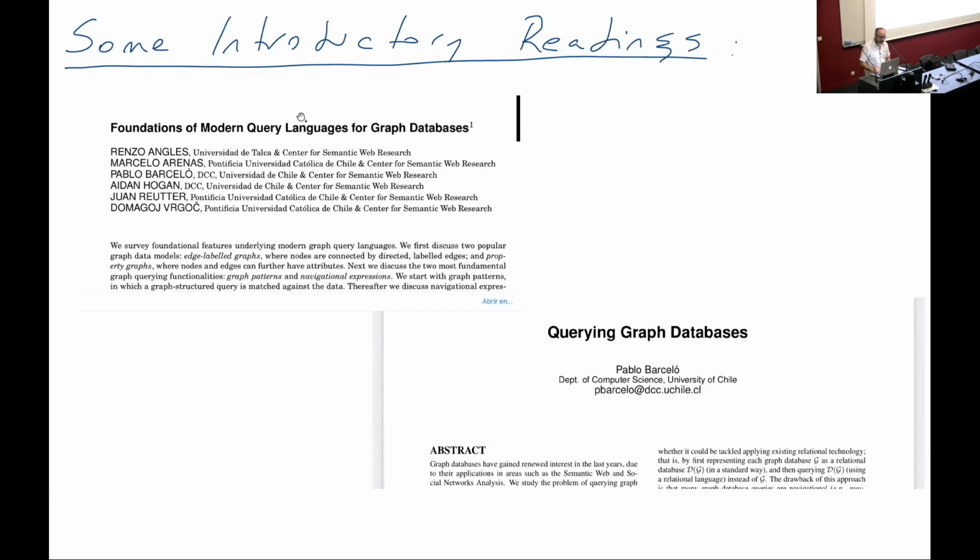The first one is a paper that I wrote for a tutorial in ACM PODS 2013, which is called Querying Graph Databases. And the other one is a paper published in the ACM Computing Surveys, okay?